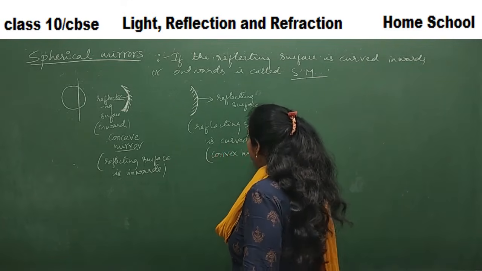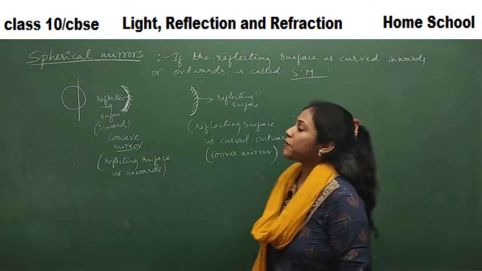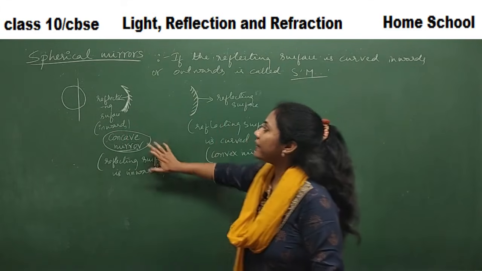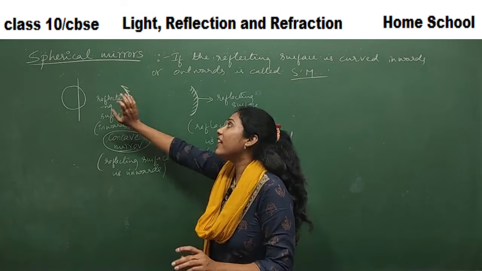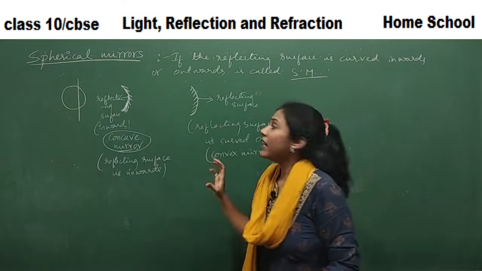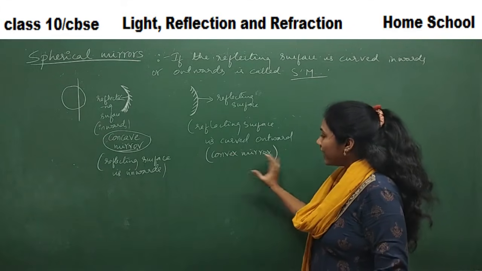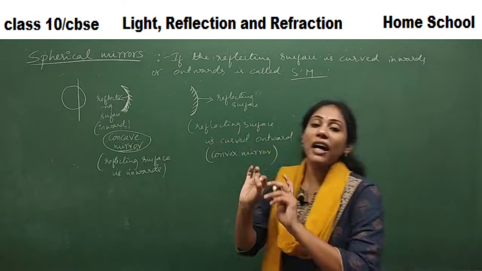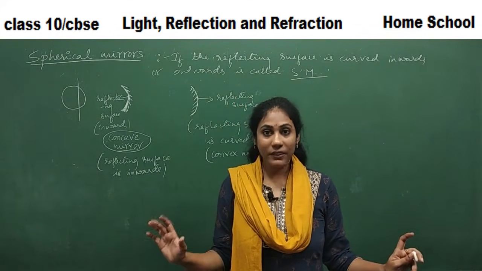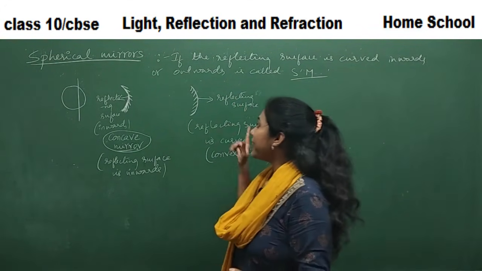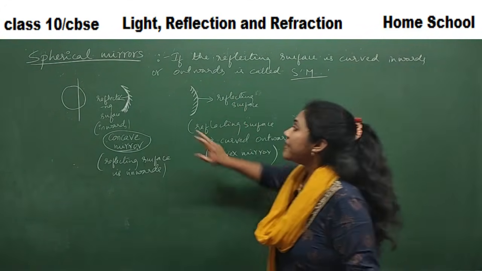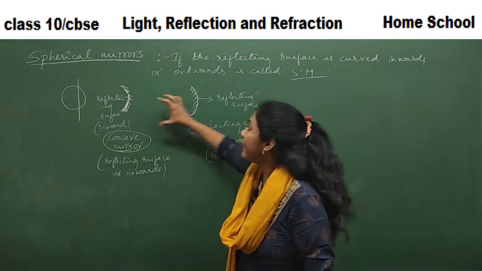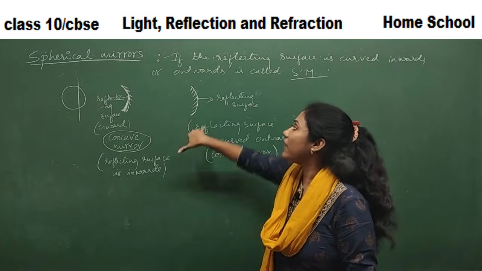Like this we get two types of spherical mirrors. One is the concave mirror, where the reflecting surface is curved inwards. The other is the convex mirror, where the reflecting surface is curved outwards. Clear, everybody? You shouldn't get confused here. This is how we indicate a concave mirror, and this is how we indicate a convex mirror.